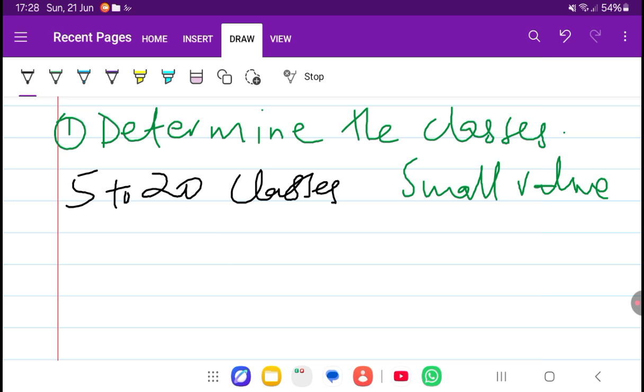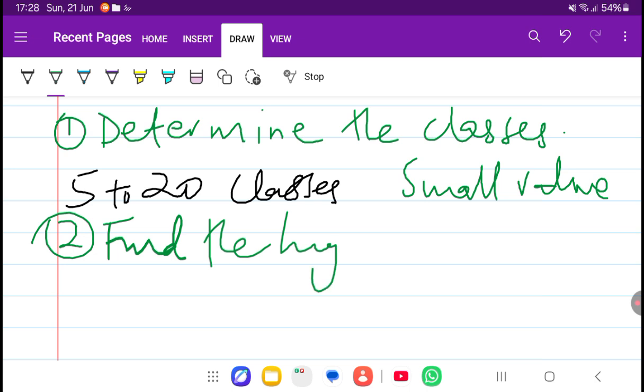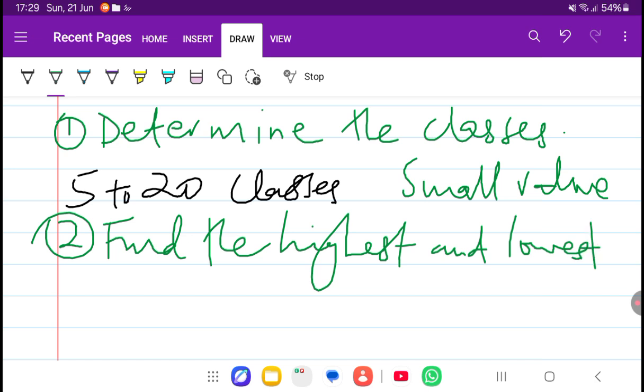Then the second step is to find the highest and lowest. To find the highest and then the lowest value. Why do we need to find the highest and the smallest value? Is because we need to compute the class width.